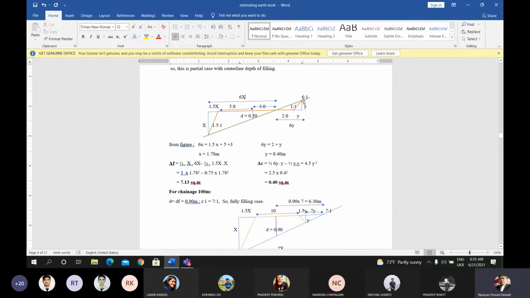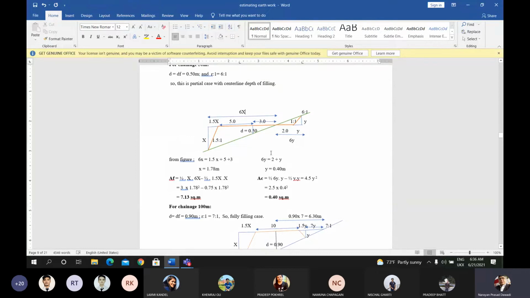This area is a bigger triangular area of the right-hand side portion minus this small triangle having the perpendicular of y and the base of y. You will get the area of cutting: half into 6y into y minus half y into y. You will get the value of 4.5y squared.